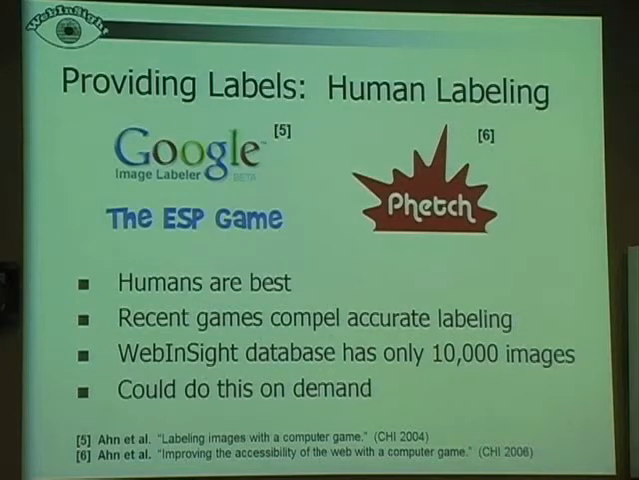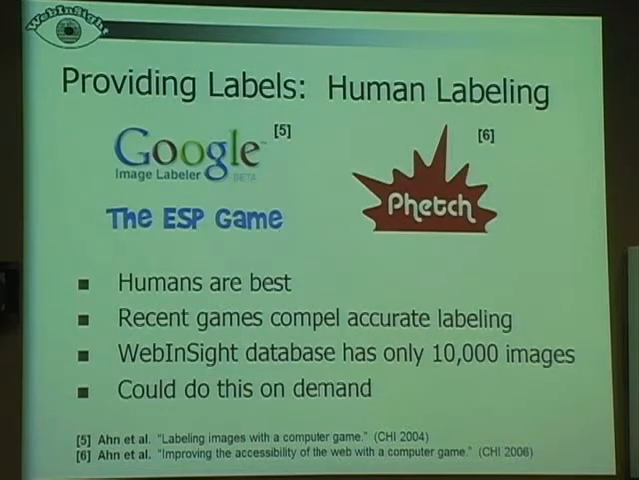So in this WebInsight, we have 10,000 images that we stole from the ESP game, because we did have cooperation with Louis von Ahn for that, and we used that. But this is a very tiny subset of what people would actually use.